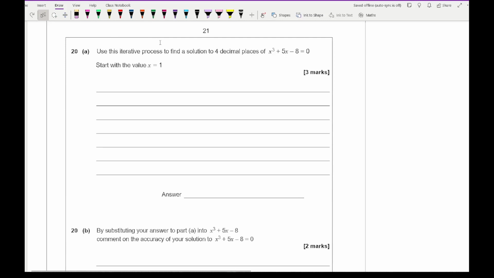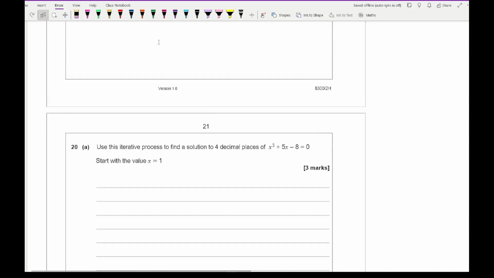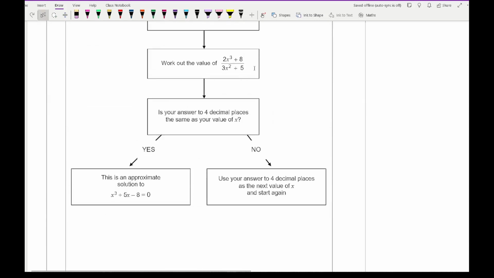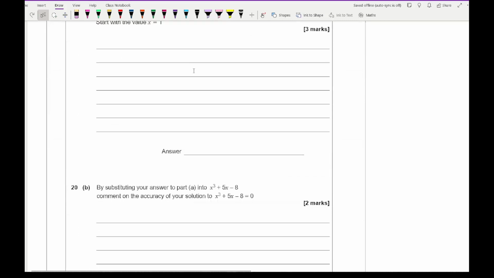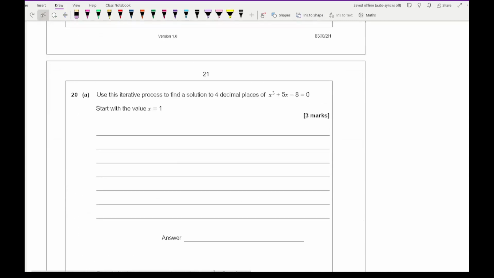Start with the value of x equals 1. So for this, what we need to do is substitute the x value into this formula here. To find the second value, the first value is 1. So for the second value, what I've got is 2 times 1 cubed minus 8 over 3 times 1 squared plus 5, and that gives me an answer of 1.25.